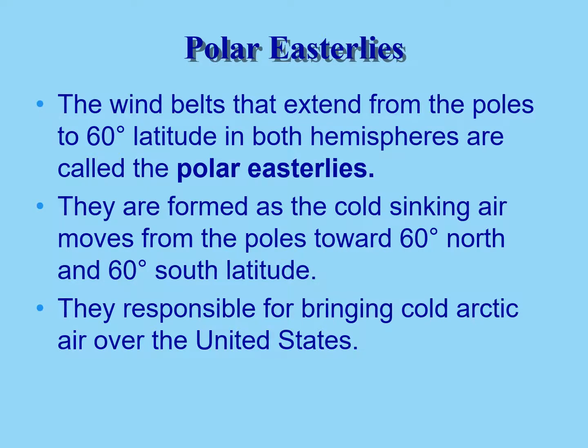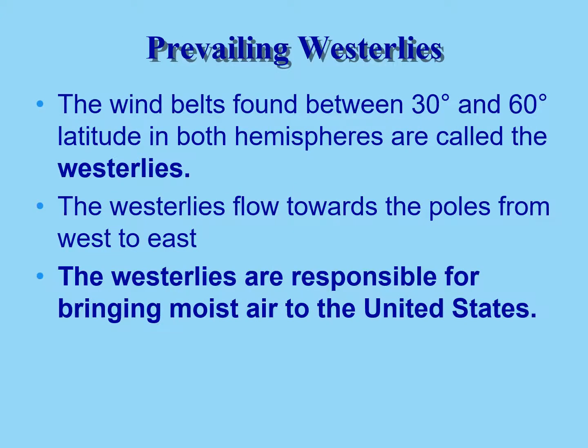We have your polar easterlies. They are found at 60 degrees latitude in both hemispheres. They are formed because cold sinking air is moving from the poles towards 60 degrees north and 60 degrees south. Again, that means they're moving towards the equator. These winds are responsible for bringing our cold Arctic air over the United States.